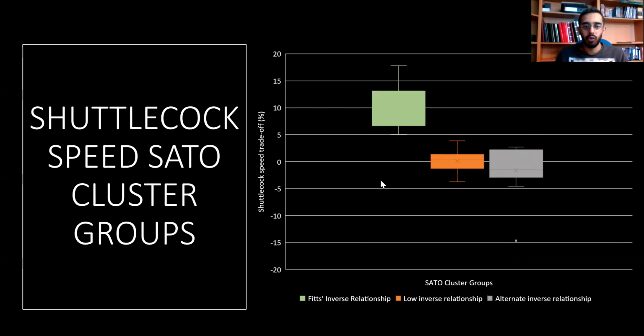In terms of results for the shuttlecock speed accuracy trade-off, you can see here we've got the green box plot with the Fitts inverse relationship group. They generally reduce shuttlecock speed from the first condition to the second condition when the size of the target was reduced, whereas the other 2 cluster groupings have kept shuttlecock speed similar, or, as we've seen with the alternate inverse relationship group, actually increased shuttlecock speed.